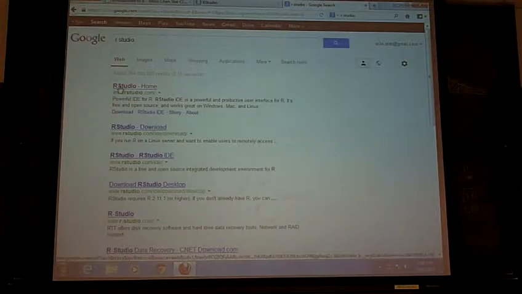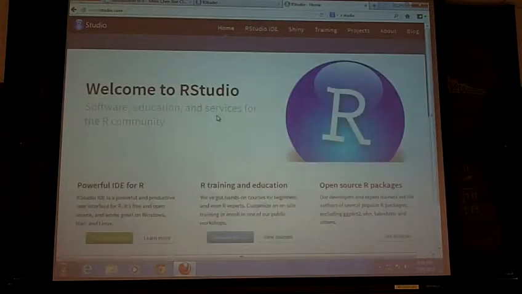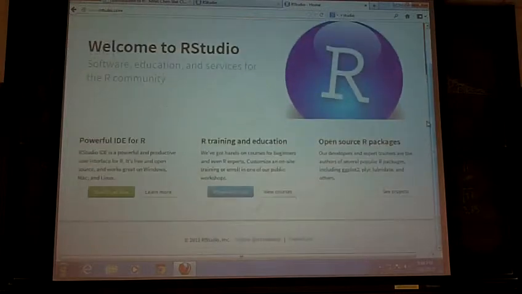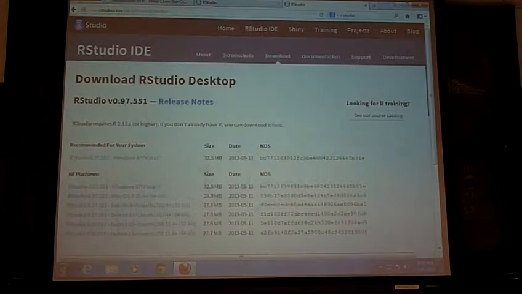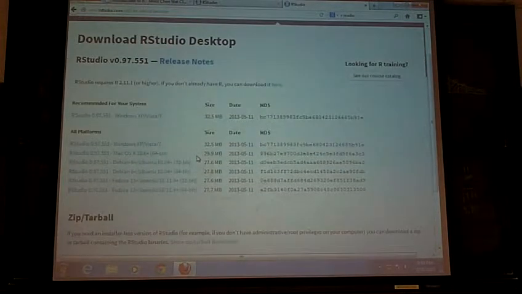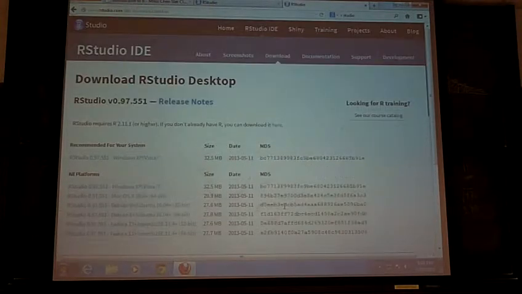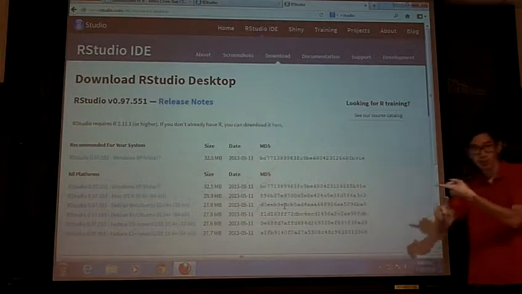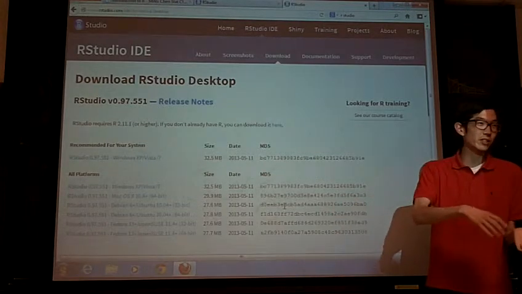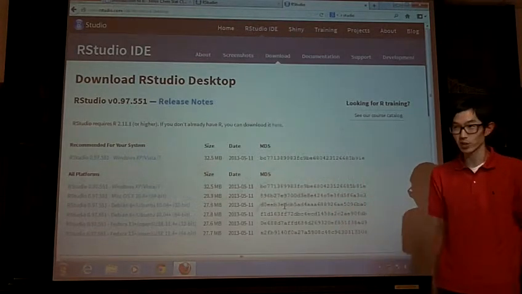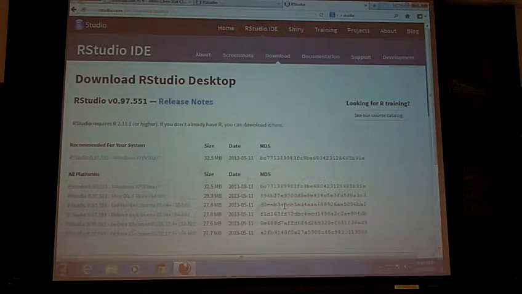But you can go to RStudio and say, okay, I want to download RStudio, and you just follow the links, and it says, I see that you're running Windows or whatever, and you download whatever you want to download. And then you install that. Again, you have to install R first, and then you have to install RStudio. If you try to install RStudio without installing R first, it's going to complain. It's going to say I can't find R.